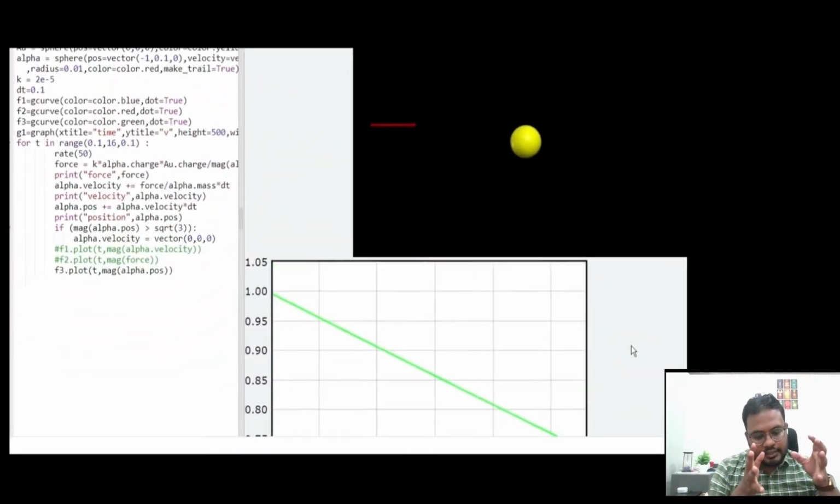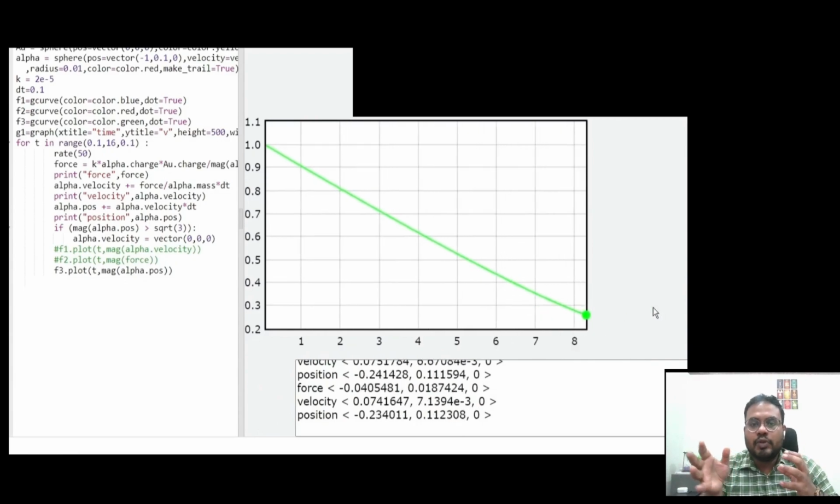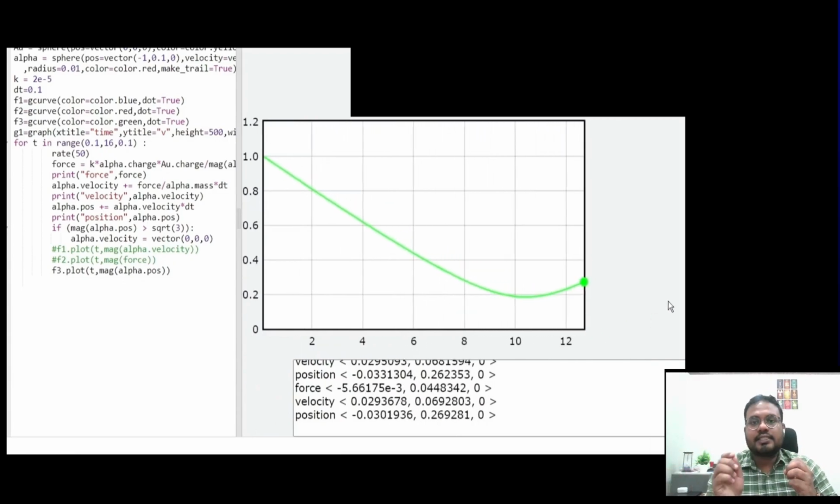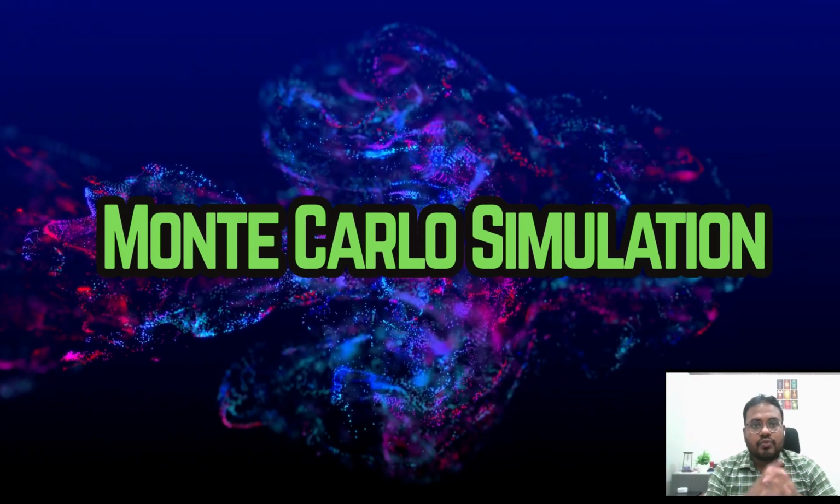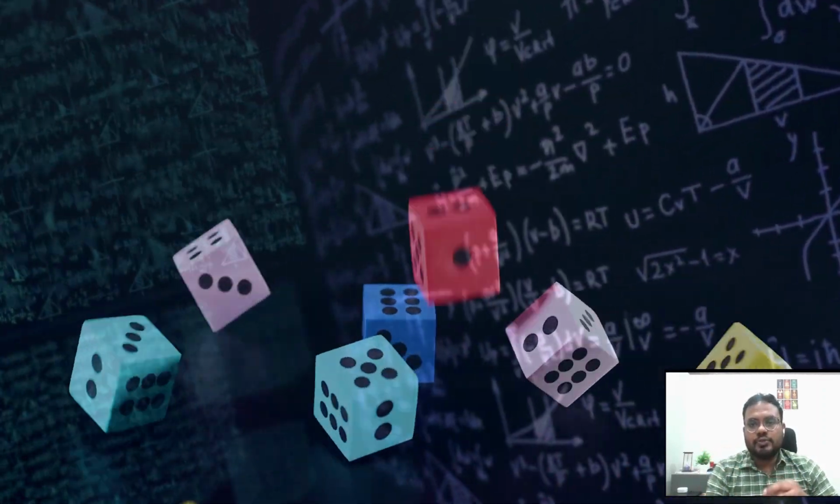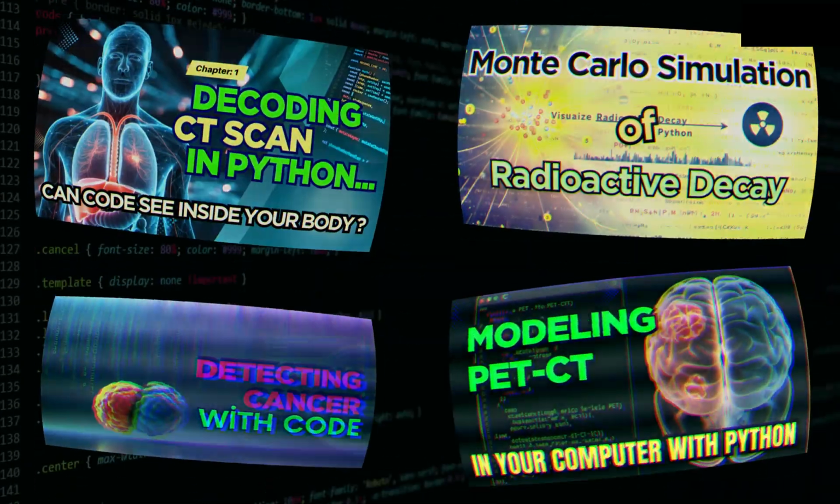So basically, this starts with a basic simulation, and the best results come from Monte Carlo methods, where physics meets randomness and it still predicts the truth. We will talk about it in my next video.